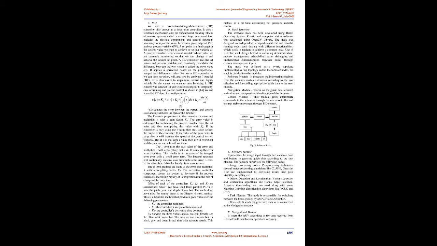A PID controller uses the set point and process variable and constantly calculates the difference between the two, which is called the error value e(t). It applies a correction based on the proportional, integral, and derivative values. We use a PID controller as we can tune our pitch, roll, and yaw by applying 3 parallel PIDs. It is also easier to implement, robust and highly reliable for the values we want to tune by using it. PID control was selected for yaw control owing to its simplicity, ease of tuning and precise control.